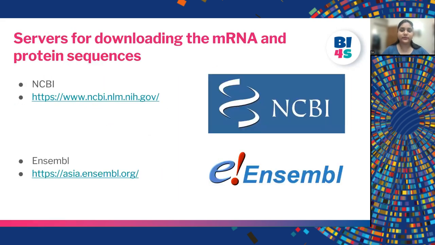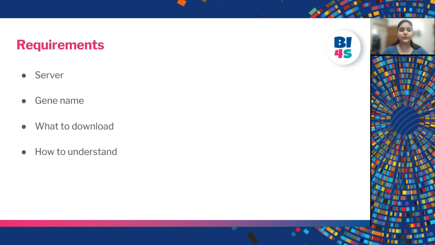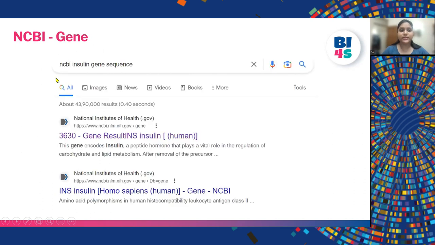There are multiple servers for downloading the mRNA and protein sequences. The first server is NCBI and the second is Ensembl. Today, I will show you with an example how to browse the NCBI server, as you have learned in earlier lectures also. So what we require is the server, the gene name, what to download, and how to understand the sequence. So first of all, we will show you an example of how to download the sequence of the insulin gene.